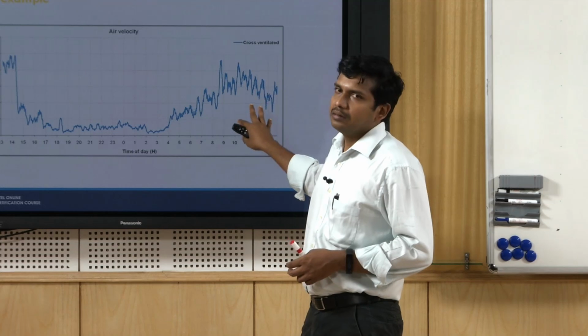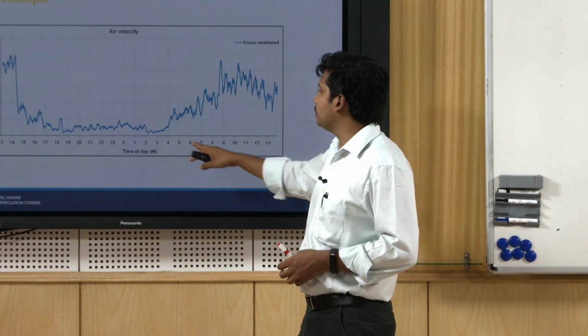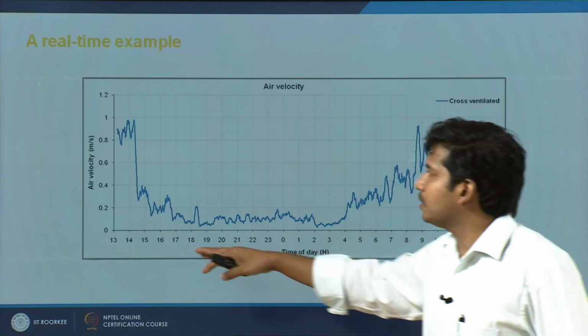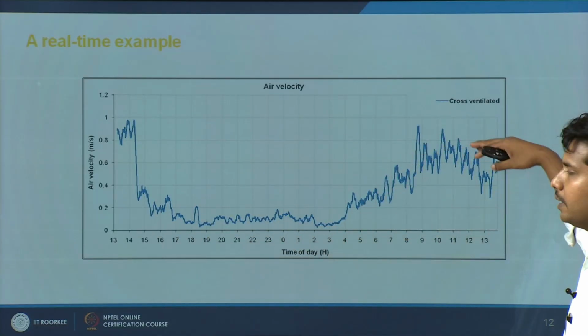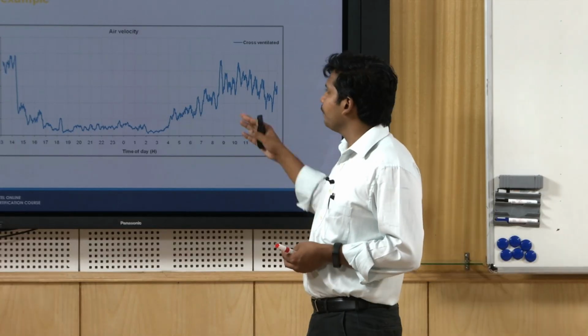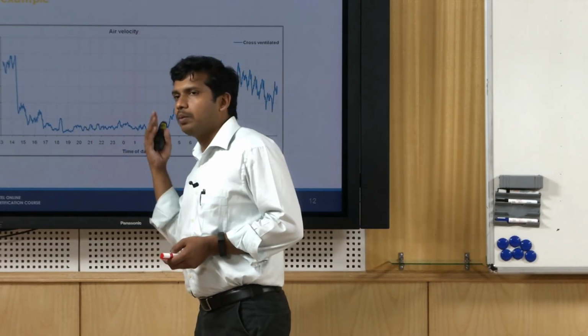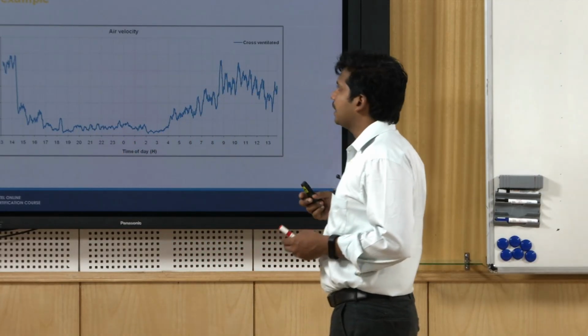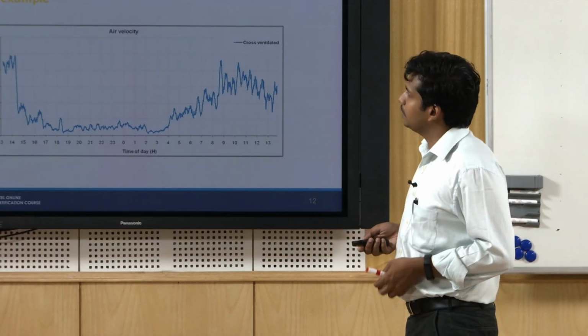This is a seashore, a coastal area, so sometimes there is a good breeze, then it drops down, then again it increases. Apart from window modulations or balcony door modulations that you do, typically you can expect somewhere around 0.5 to 0.8 meter per second air velocity in a cross ventilated space.